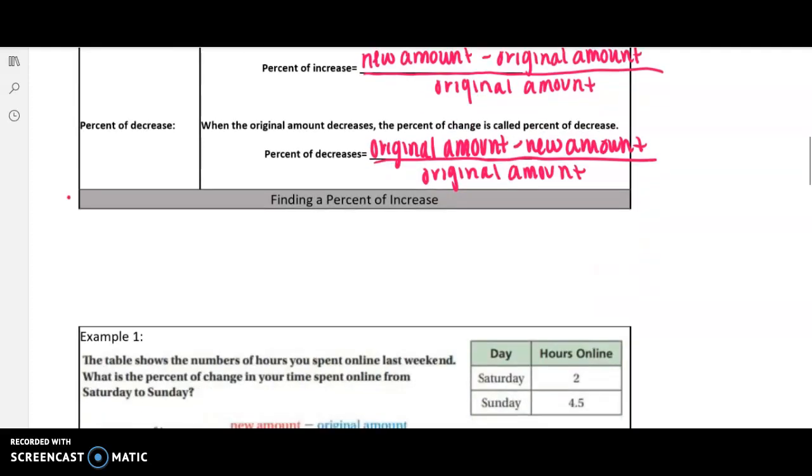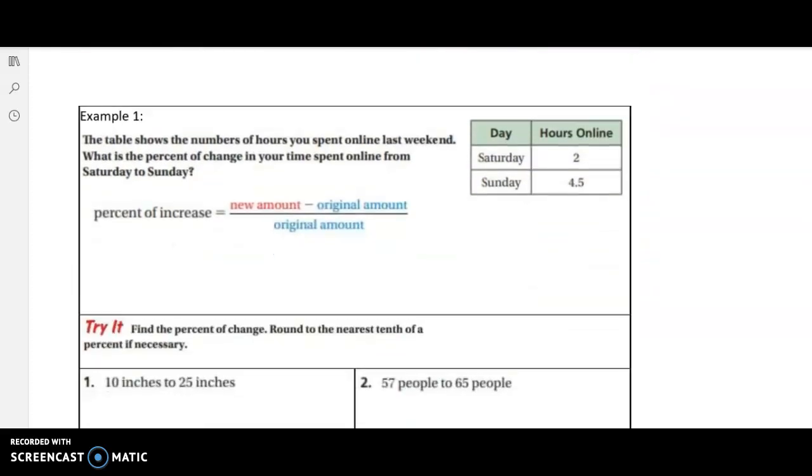All right, so we're going to start with finding the percent of increase. The table shows the number of hours you spent online last weekend. What is the percent change in your time spent online from Saturday to Sunday? So our new amount would be our newer day, the closest day to today, which is Sunday. And so this would be 4.5 minus our original amount. So this is our new. This is our old because Saturday came before Sunday. And then we divide that by our old amount, which was 2.